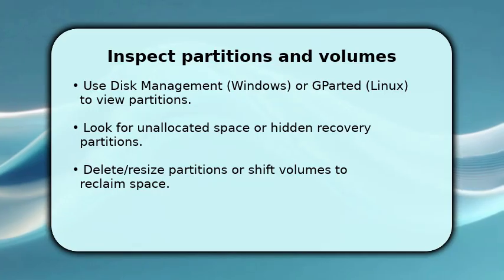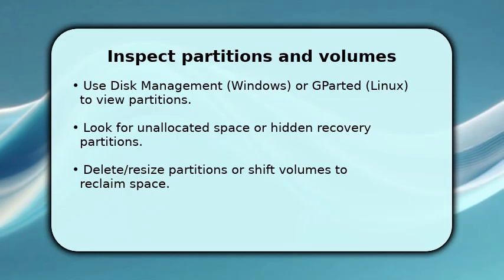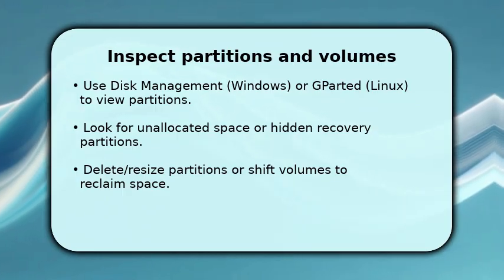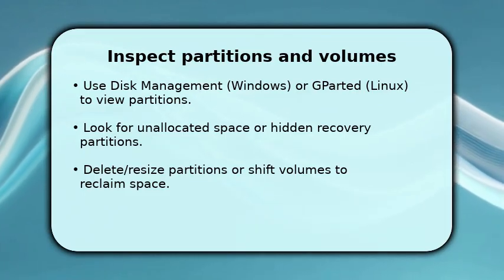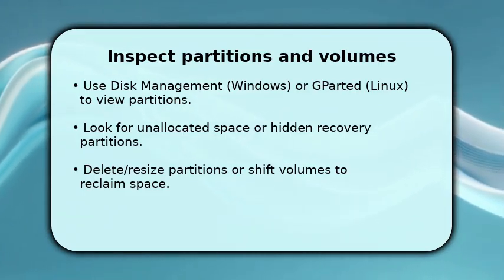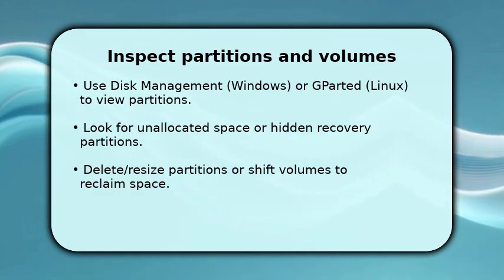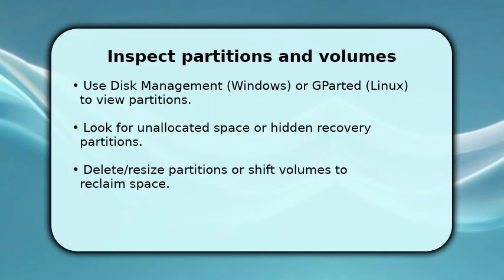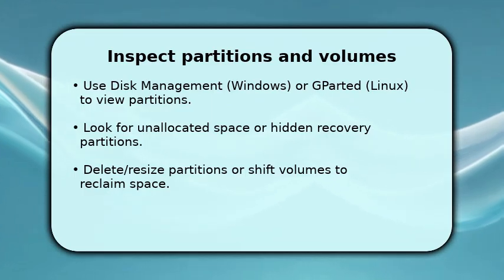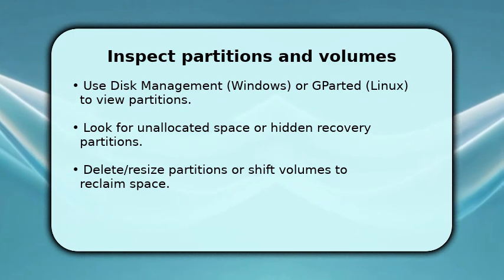Now you operate in the operating system to reclaim space. Open Disk Management on Windows or GParted on Linux and examine the drive layout. Hidden recovery partitions, leftover vendor partitions, or unallocated space often explain missing capacity. If you see unallocated space, create or extend a partition into it. If a small vendor recovery partition sits between partitions, move or delete it after backup. Be careful, resizing can risk data, so make a quick backup beforehand and proceed step by step.